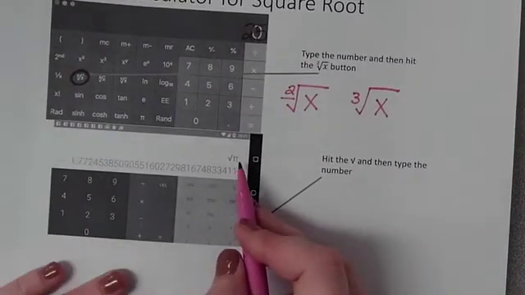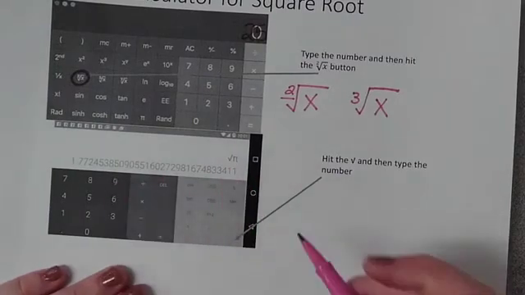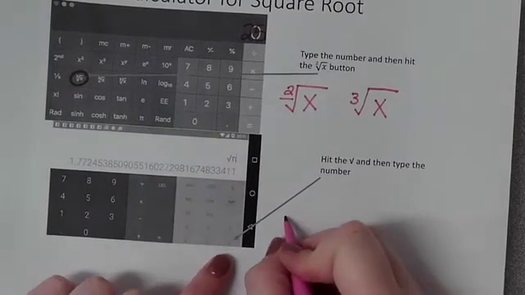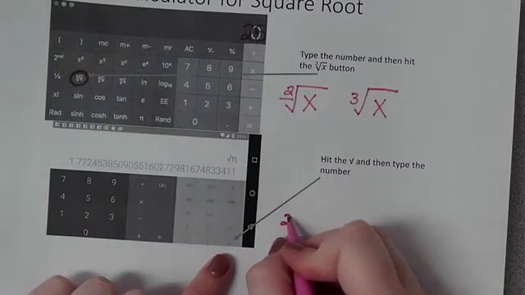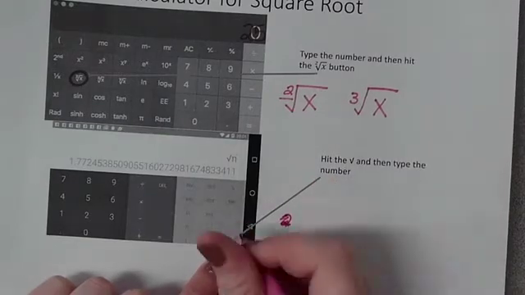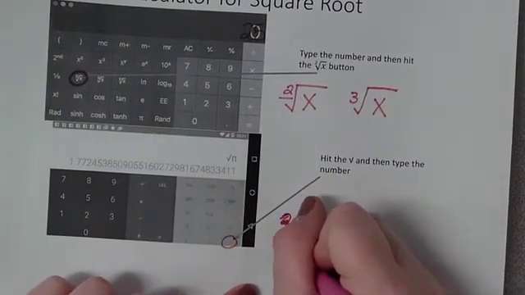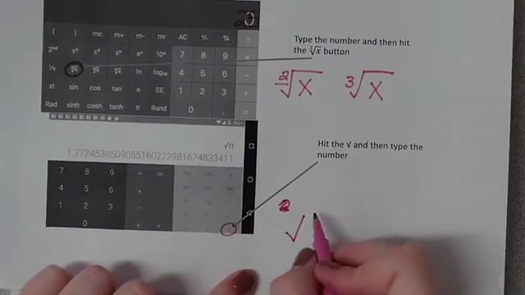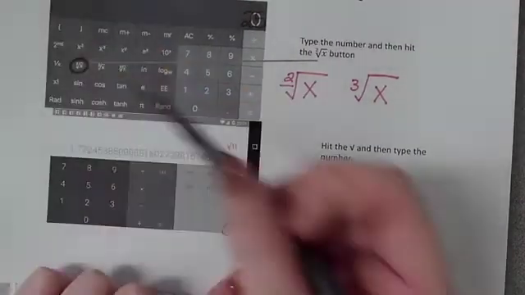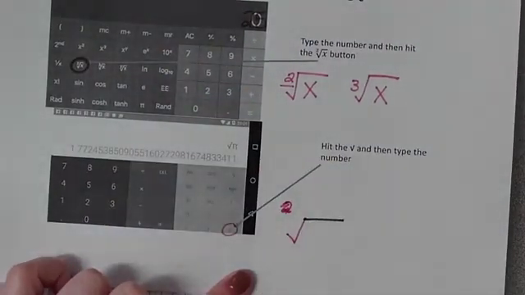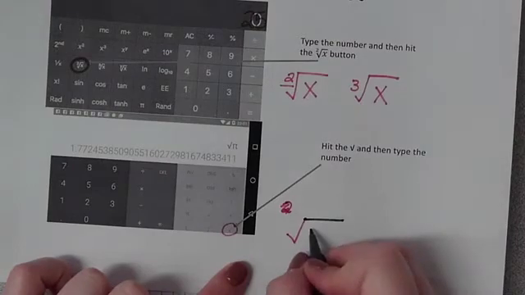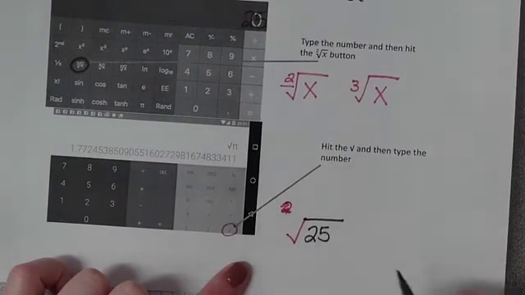Okay, if you're on an Android, if Androids still look like this, I just found a screenshot last night, you would hit this button, which looks like a check mark. It's actually just the beginning of this square root. So you would hit that button and then you would hit 25.